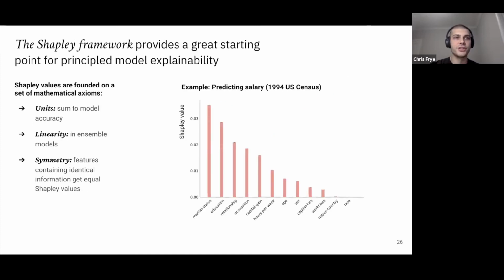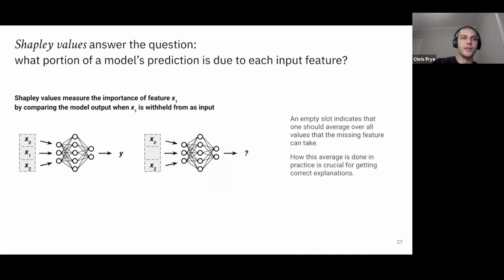Okay, and if you've heard of it, the Shapley framework provides a great starting point for principled model explainability. This is because Shapley values are founded on an intuitive set of mathematical axioms. And on the right is an example of what Shapley values look like in practice. They can be visualized in a bar chart, for example, and they assign a level of importance to each of the model's input features. In a little more detail, Shapley values basically answer the question, what portion of a model's prediction is due to each input feature? Shapley values answer this question in a particular way.